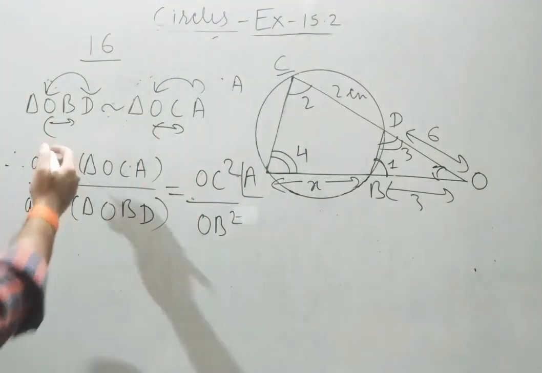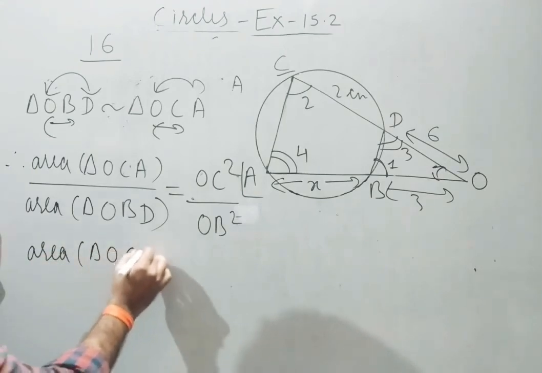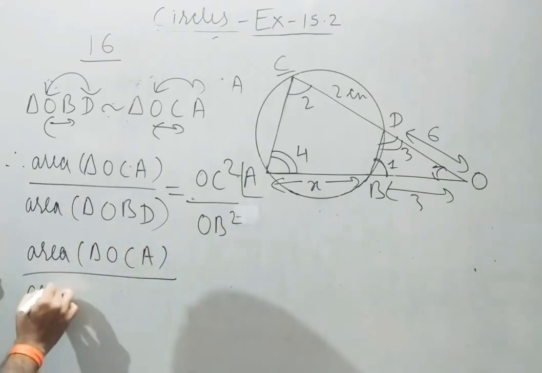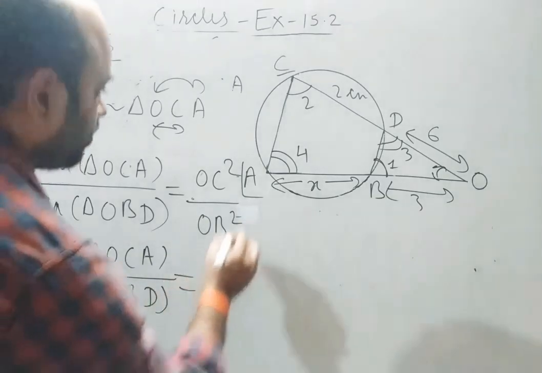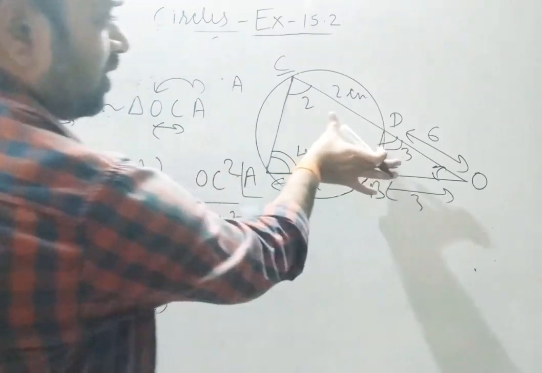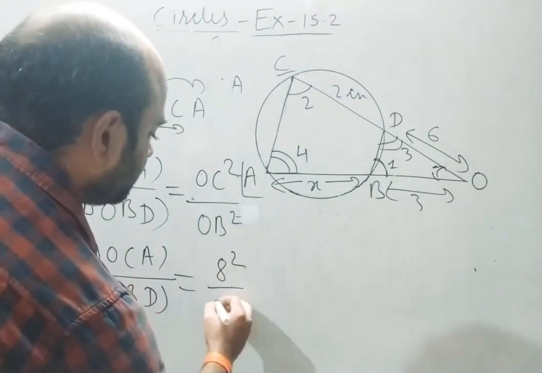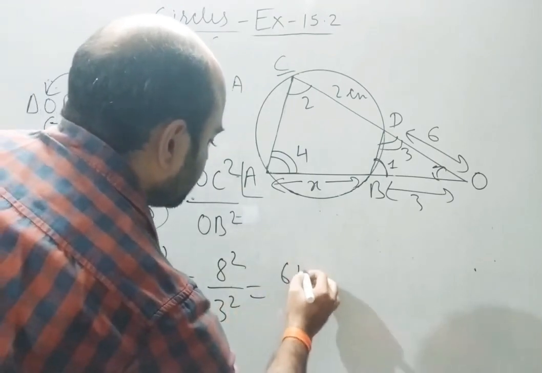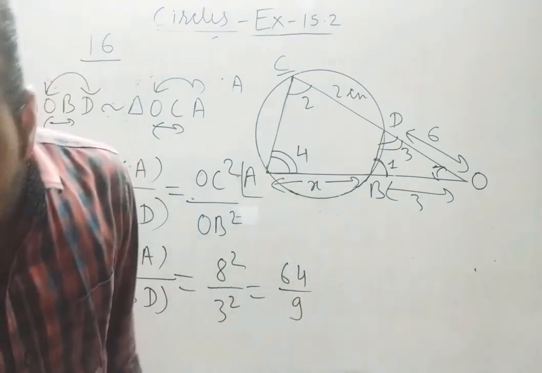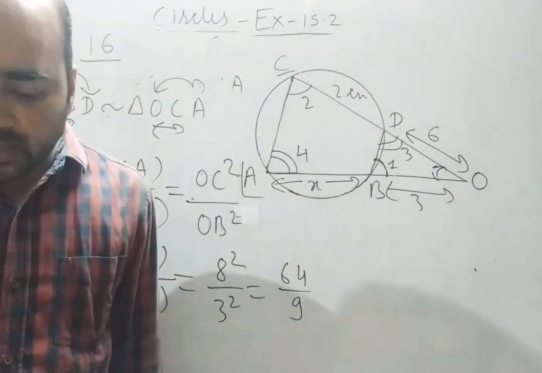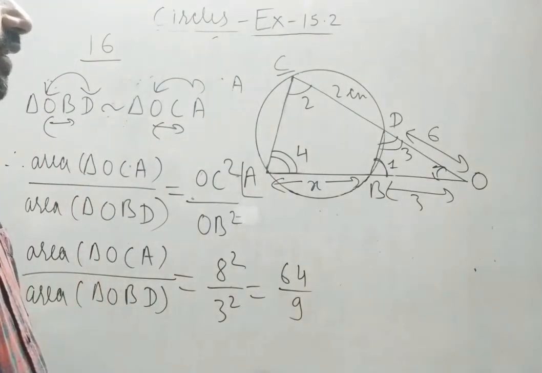Okay. So this will be area of triangle OCA upon area of triangle OBD is equal to OC is 8 square, OB is 3 square, that is 64 upon 9. Correct? This we have calculated. 64 upon 9. We have to calculate area of quadrilateral CABD upon area of triangle OAC.